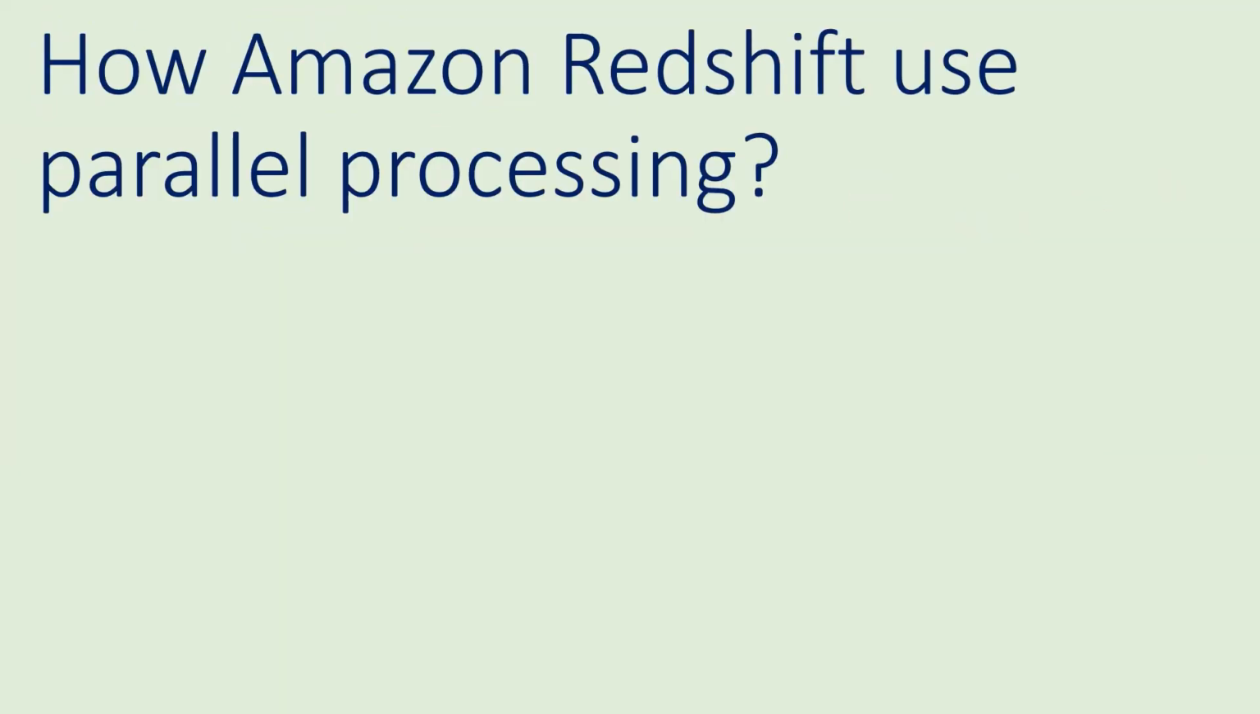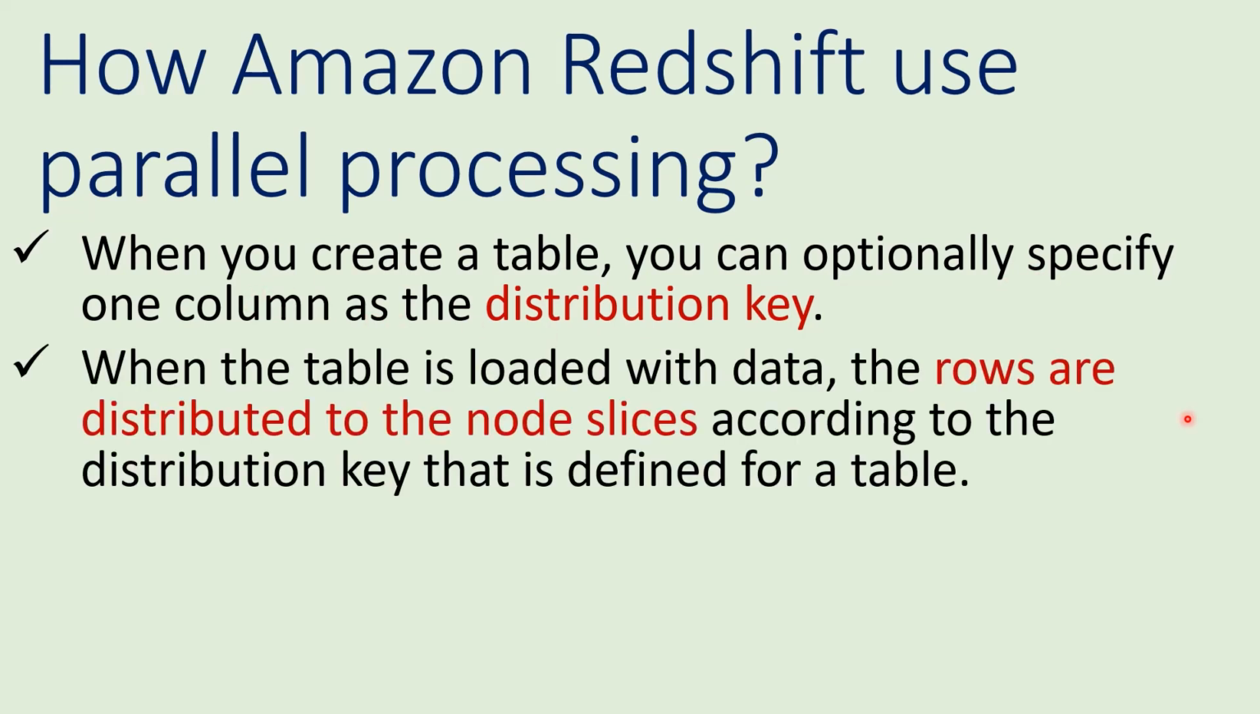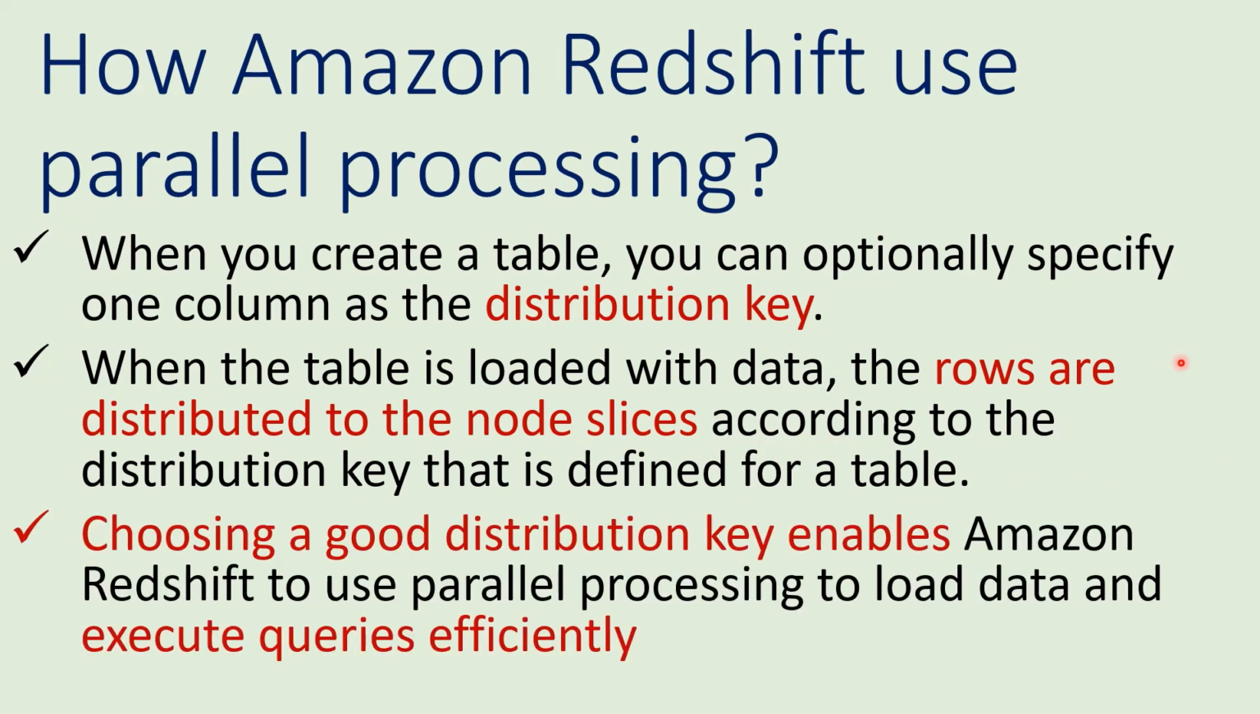Now let's discuss how Amazon Redshift uses parallel processing. So when you create a table, you can optionally specify one column as the distribution key. When the table is loaded with the data, the rows are distributed to the node slices according to the distribution key that is defined for a table. Choosing a good distribution key enables Amazon Redshift to use parallel processing to load the data and execute query more efficiently.